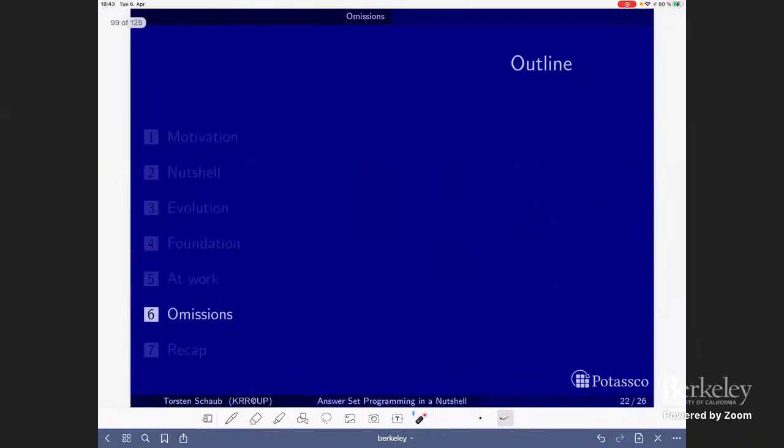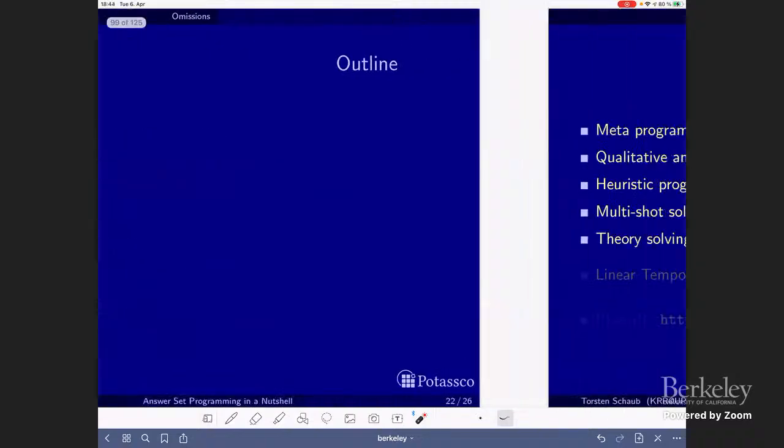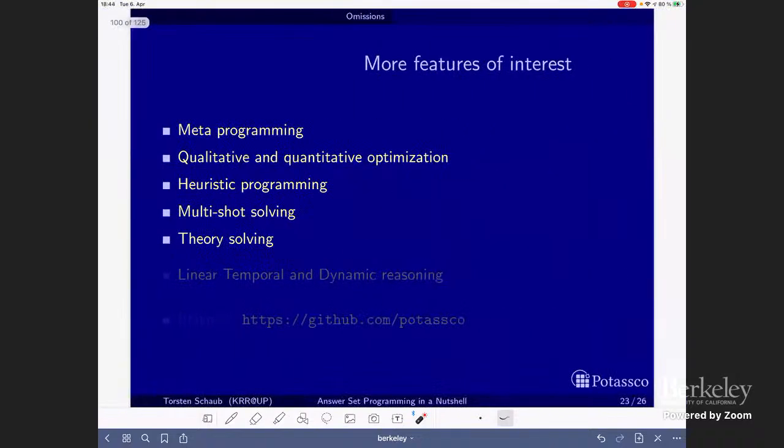Yes, and okay, so I'm almost at the end. Let me talk about omissions. What didn't I talk about? What I find interesting. One thing that I really like is metaprogramming. And since you have a syntax, what you can do is you can describe your own ASP solver as an ASP program, and then do modifications to it, right? So this is, again, I don't know, for each language construct, you have a rule.